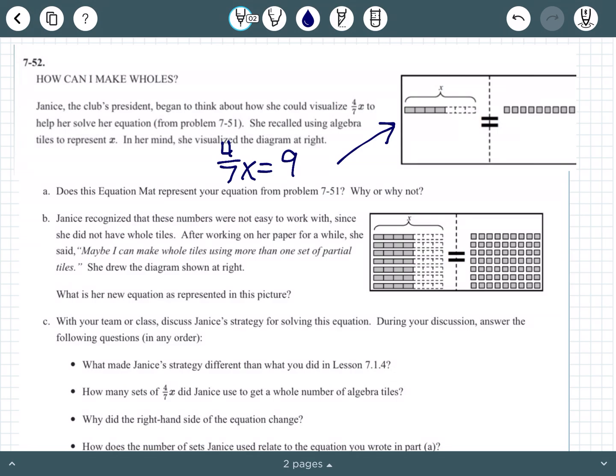Part A wants to know, does this equation map represent your equation from problem 751? Why or why not? Well, if you look on the left side, this entire piece here is representing one X tile. However, notice how it is broken into 1, 2, 3, 4, 5, 6, 7 pieces. So the one X tile is broken into sevenths, and notice how 4 of those sevenths are shaded.